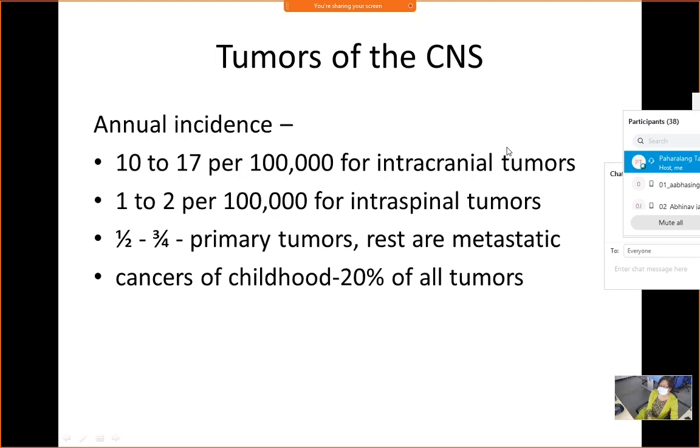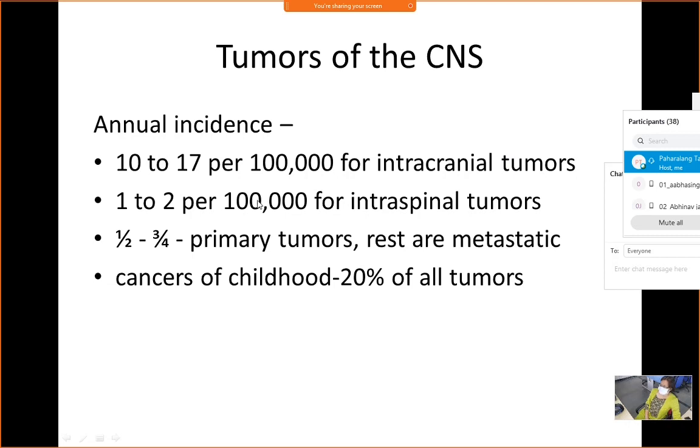Now coming to an important part, as far as pathology is concerned: tumors of the CNS. I want you to listen to me very carefully. There are very few tumors which we actually ask questions about, but it is nice to know all this general knowledge about tumors of the CNS, and it's quite interesting also.